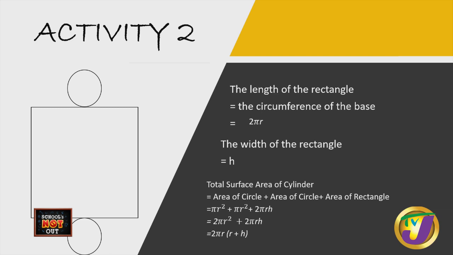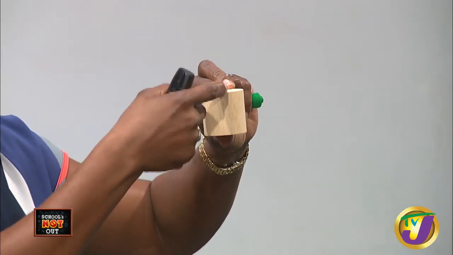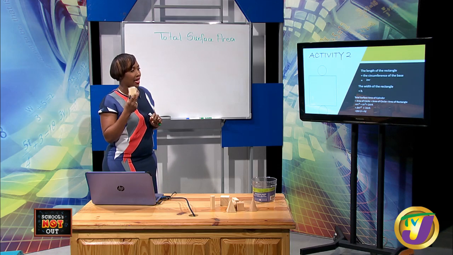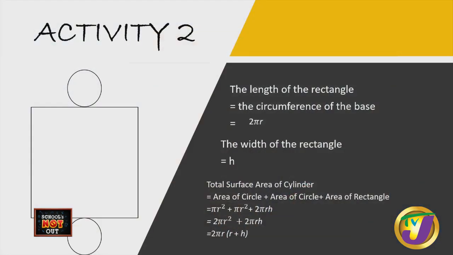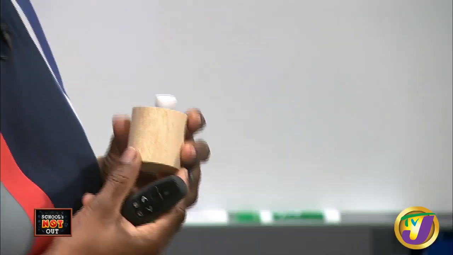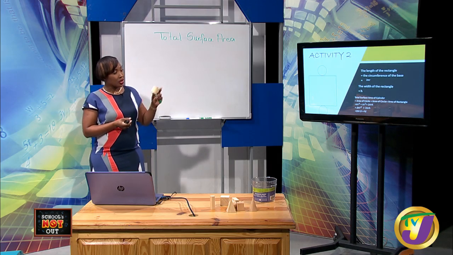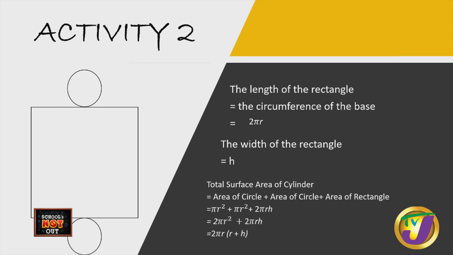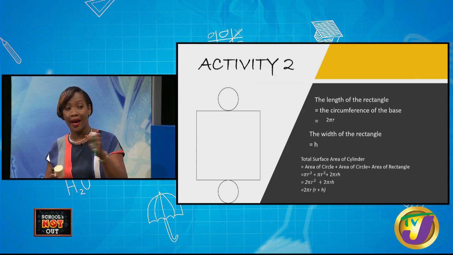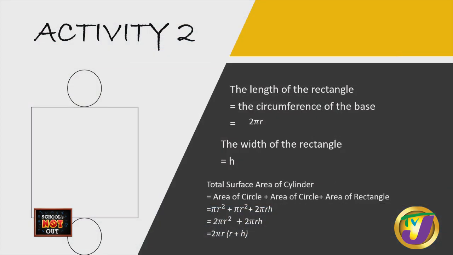So I'm closing up back my net, it will look like this. The height would be this measure here from the base to the top of the solid. So that is our height. And as you can see, the total surface area of the cylinder would be the area of the circle on top, the circle on the bottom, plus the area of the rectangle. And your area of a circle is pi r square. So you'd have pi r square plus pi r square. And then the area of the rectangle, as we mentioned before, one side would be 2 pi r, which is the same as the circumference and the height of that cylinder.